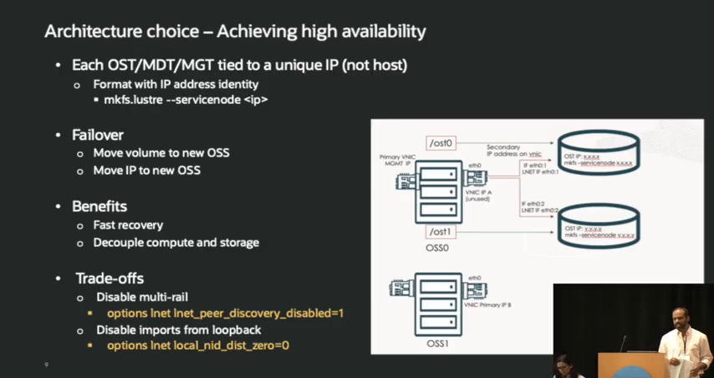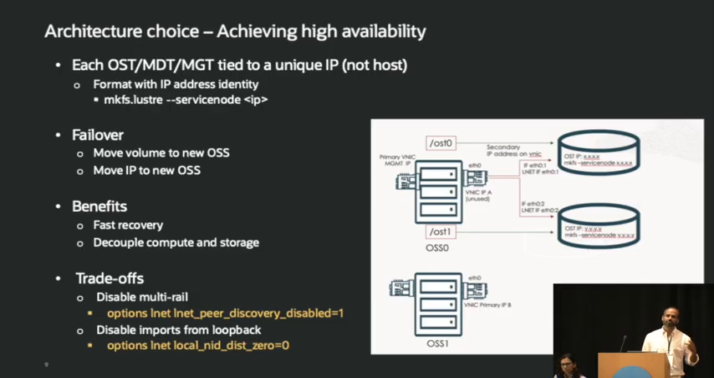Some trade-offs we have to take: we have to disable multi-rail to make sure that the clients don't discover any interfaces on the server that they're not supposed to. So we disable that as well, and then we also disable import from loopback.